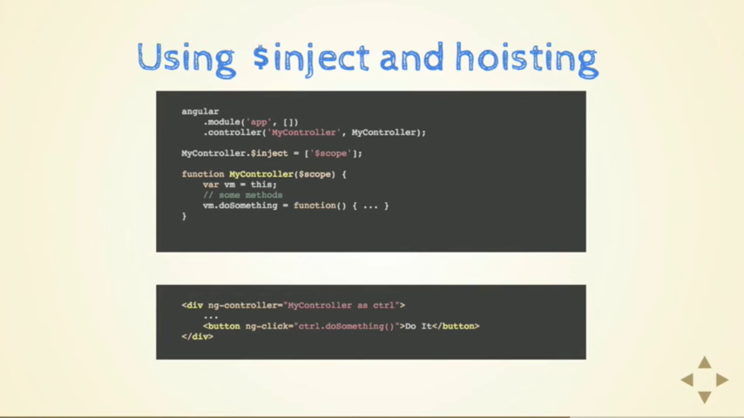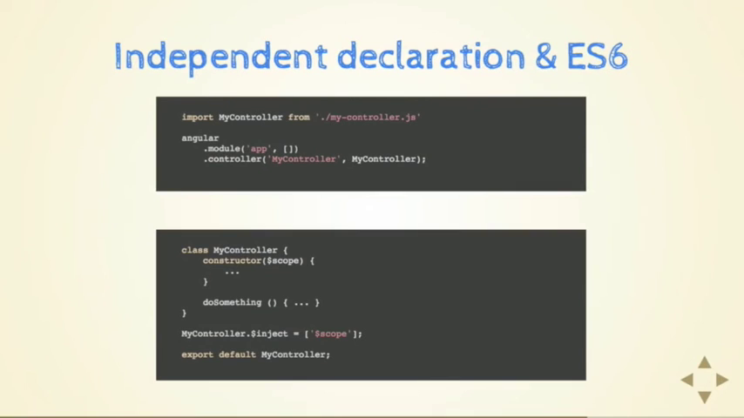If we change this approach to two different files and rewrite it in ECMAScript 6, we will have all this code that we have. We import the controller from a new file, and we just put our controller into Angular. But our controller could be just a class inside ECMAScript, and we just use inject for our dependencies.